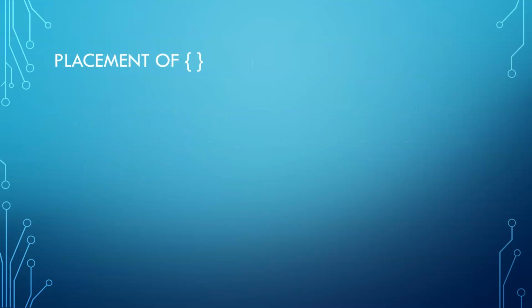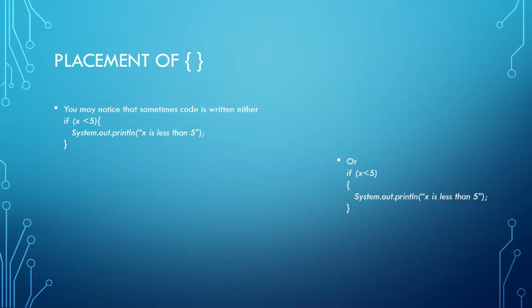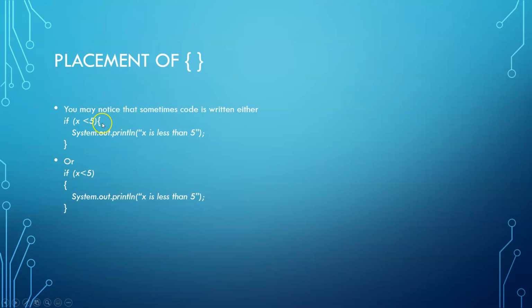Now, the placement of your curly brackets does matter. You'll notice that sometimes code might be written like if x is less than 5, System.out.println, x is less than 5. Or it could be written as if x is less than 5, System.out.println, x is 5. You'll notice that the difference is the curly brackets on the first line for this one, and the curly brackets on the second line for this one. It doesn't really matter where you put that because they're both exactly the same code. They're just following different conventions. So which one you ultimately choose to use is up to you. If you choose to use this first convention, perfectly acceptable. If you choose to use the second convention, that is also perfectly acceptable.